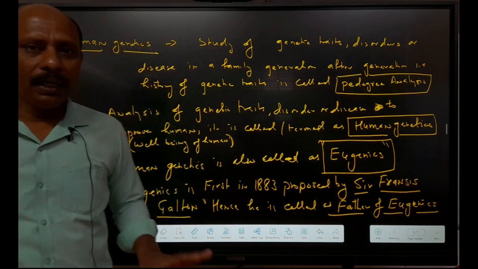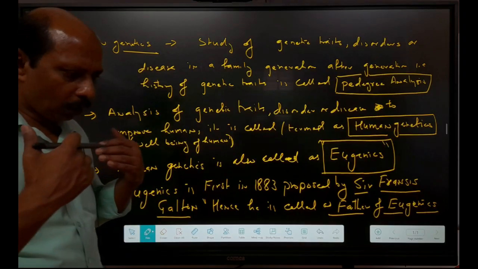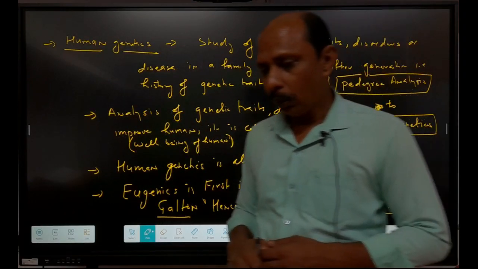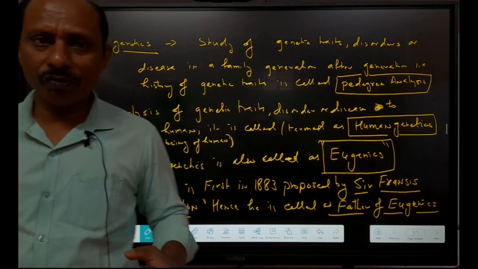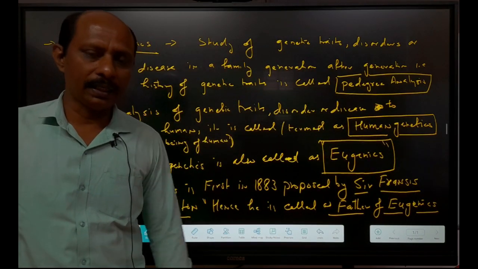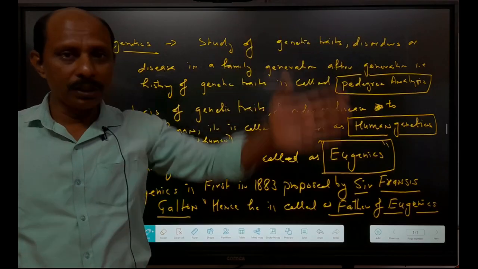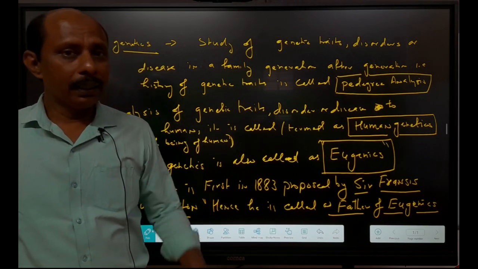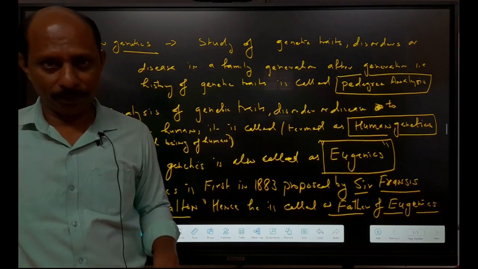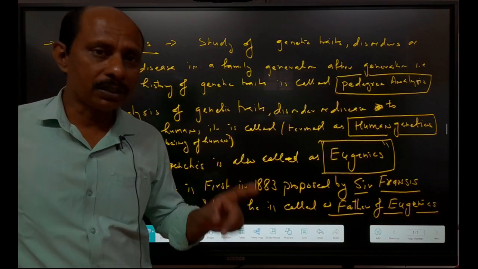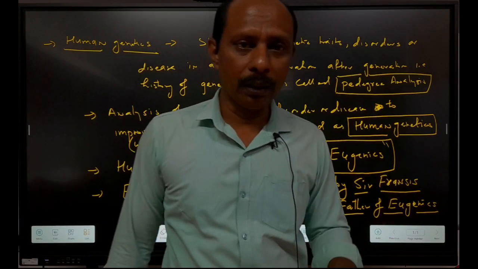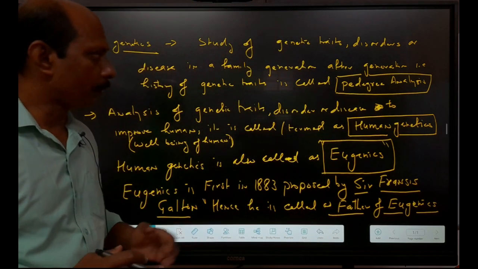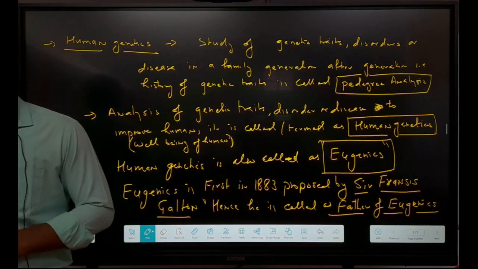You understand? Pedigree analysis means study or analysis of history of a human family to analyze the inheritance of a specific genetic trait. When we study the whole history, it is called pedigree analysis. And study of history of a family for well-being of human, that is different; that is called human genetics. Do you understand what is the difference between pedigree analysis and human genetics?